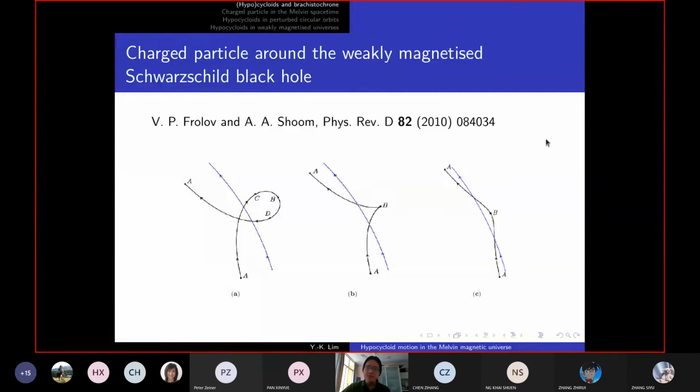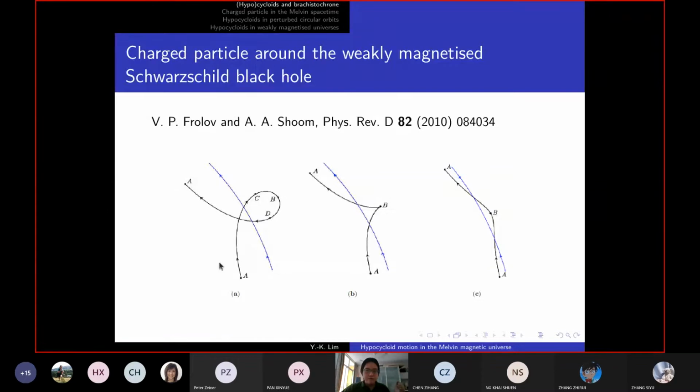Okay, so where else in physics do cycloids and hypocycloids occur? Usually they happen when there is the interaction between two different forces, where one force is always constant and the other force is velocity dependent. It happens if you consider a charged particle around a weakly magnetized Schwarzschild black hole. This is an approximate solution. You solve Einstein gravity and then you put in a magnetic field such that it does not affect the gravity. But if you put in a charged particle, there is still a magnetic force, and the second force is the gravitational force.